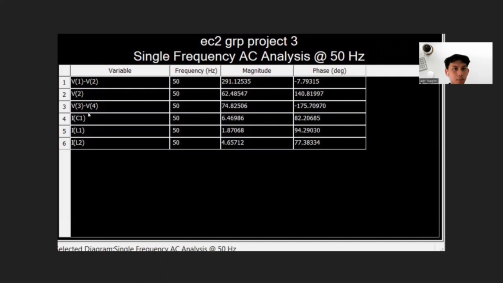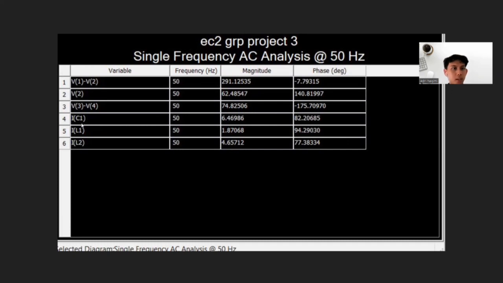Next is the voltage of the inductor. For the simulation, we get 74.83, and the phase is negative 175.71. For the calculation, we get 75.2, and the phase is 4.28. They are slightly different, but there is no high difference.